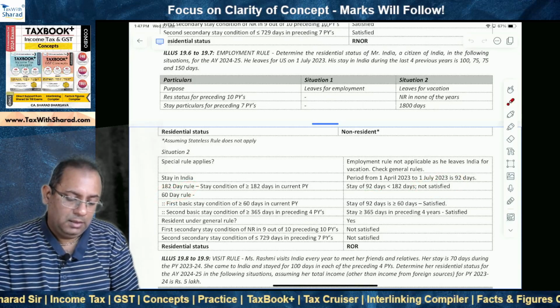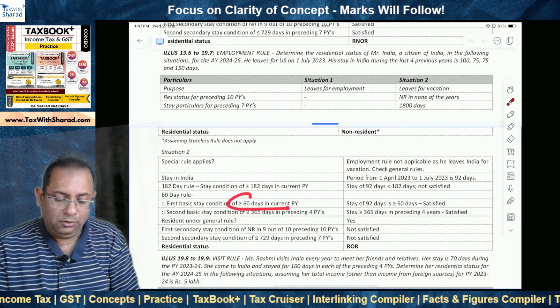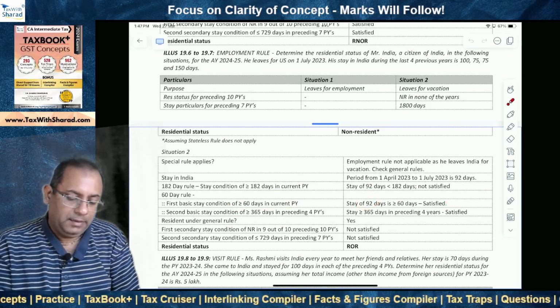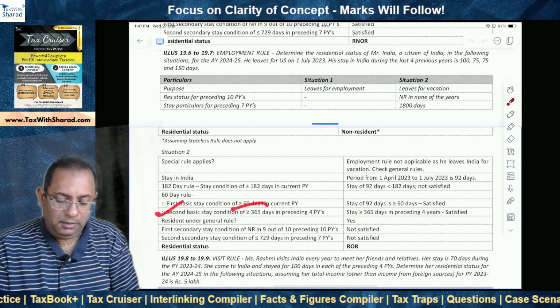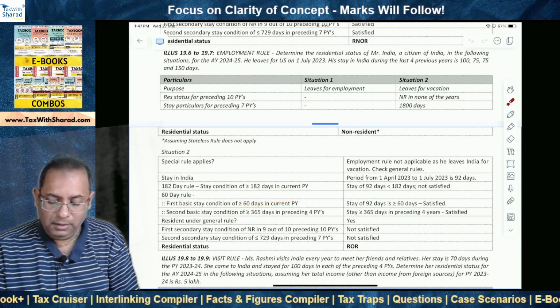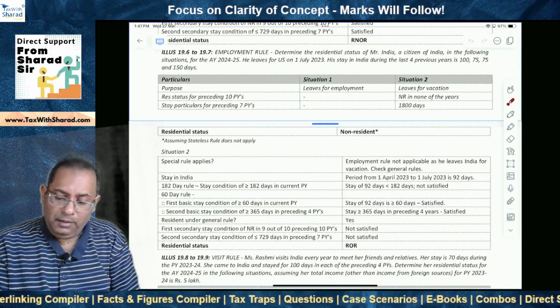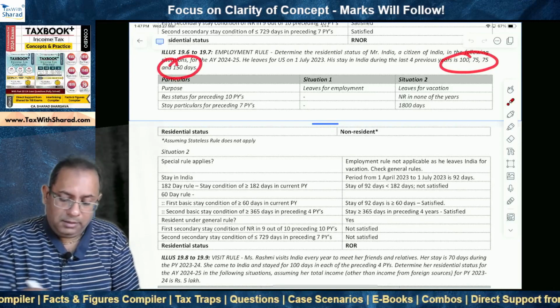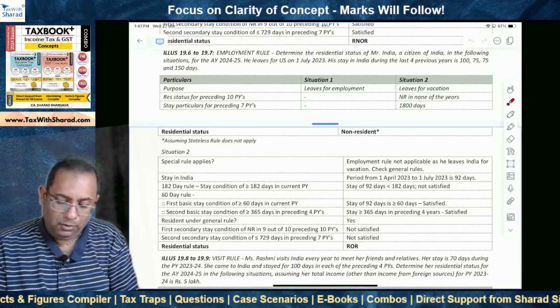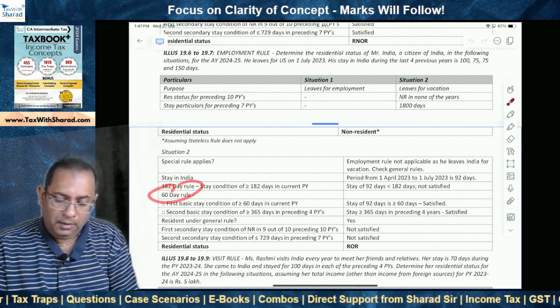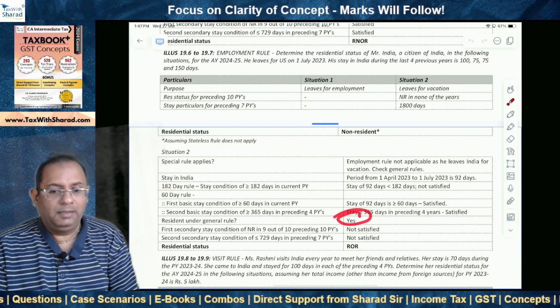There are twin conditions. The first basic stay condition is 60 days or more in the current previous year. Since it is 92 days, this is satisfied. The second basic stay condition is 365 days or more in the preceding 4 previous years. This is also satisfied, because we total this up, and this is 365 days or more. So both these twin conditions are satisfied. So under the 60-day rule, Mr. India will become a resident.